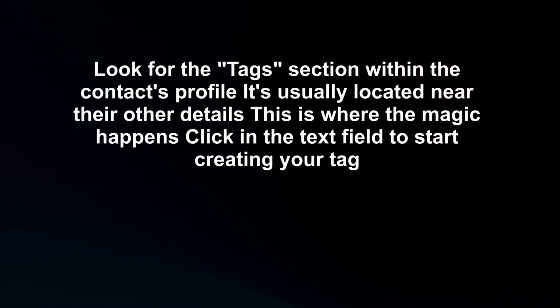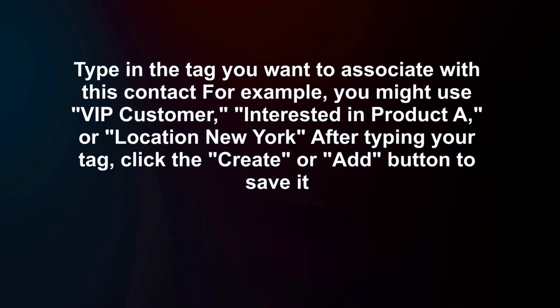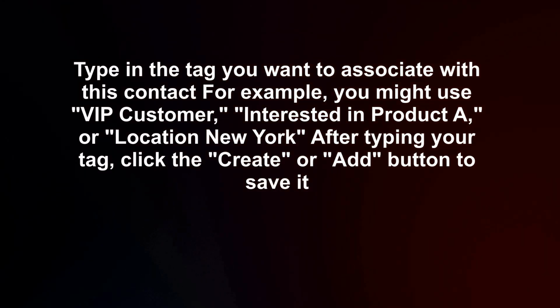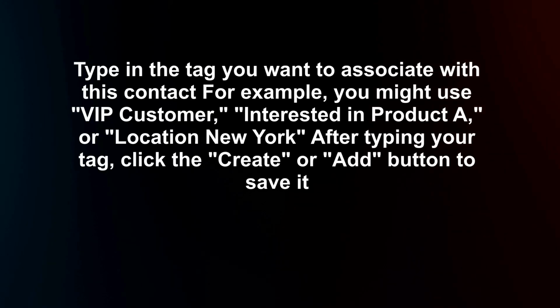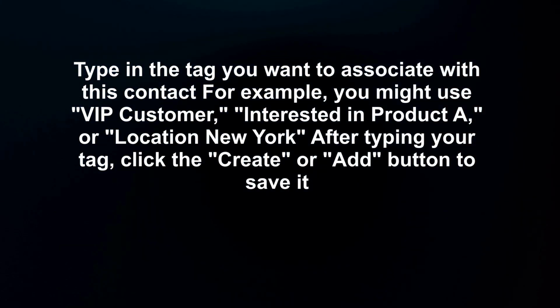Click in the text field to start creating your tag. Type in the tag you want to associate with this contact. For example, you might use VIP customer, interested in product, or location, New York. After typing your tag, click the Create or Add button to save it.